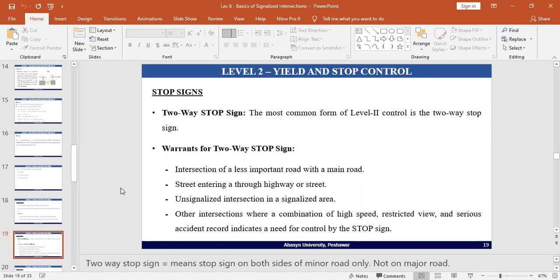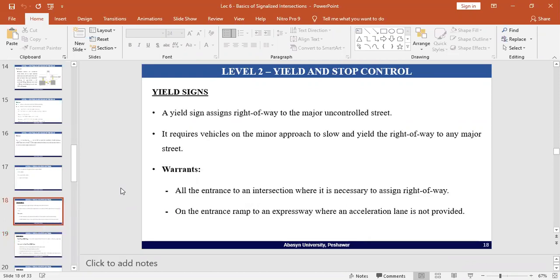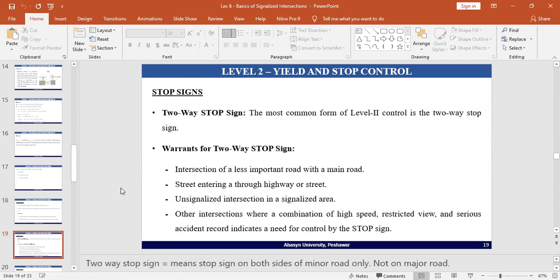So yield sign, the traffic on the minor road doesn't have to stop but he has to yield, meaning you reduce speed in order that the traffic on the major road safely passes and then he can pass by. But in the stop sign, the traffic on the main road they have to stop. Okay, so that is what. I hope the difference between the stop and yield sign is clear to you.